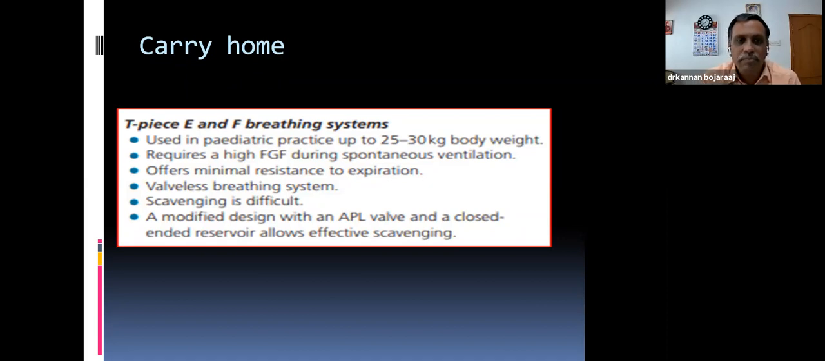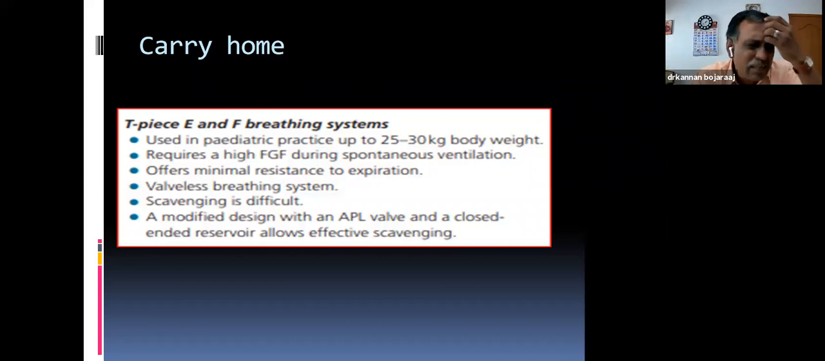So in pediatric practice, for less than 25 kg, the system works efficiently. It requires high fresh gas flow during spontaneous ventilation, 2 to 3 times the minute ventilation, offers minimal resistance to expiration, and is a valveless breathing system. And scavenging is somewhat difficult. They have made so many modifications nowadays, demolishing the principle for which it was originally produced, and scavenging is even more difficult.